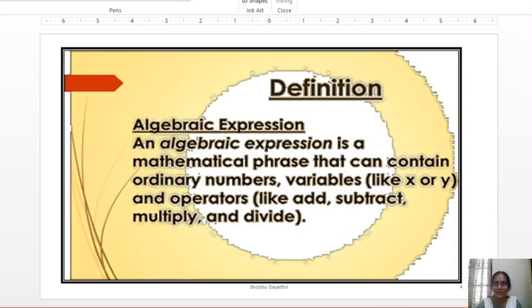We will define expression now. You know to write phrases, phrases in English. Like that, here algebraic expression is mathematical phrase. It contains variables, constants and the operations like addition, subtraction, multiplication and division.